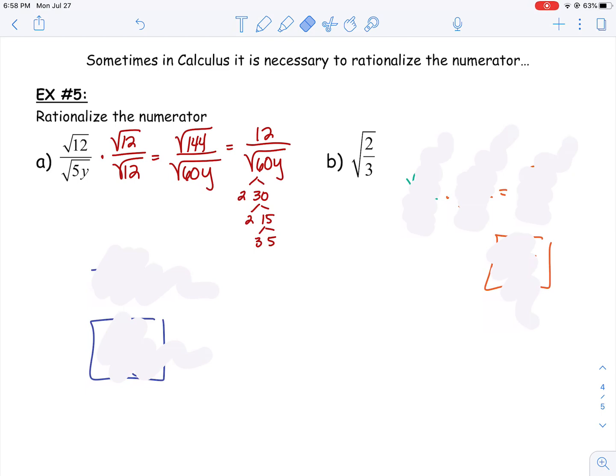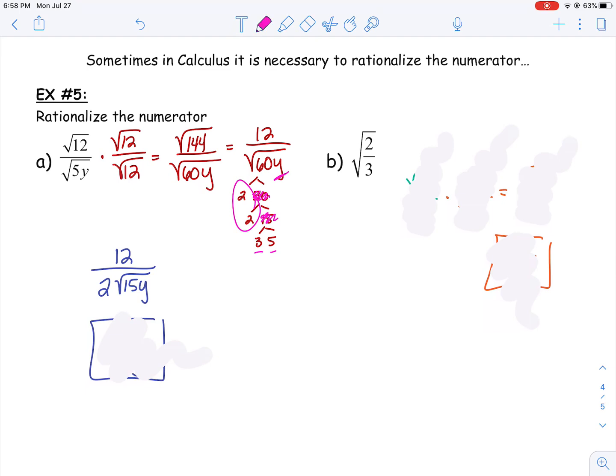That's perfect. That was our goal, right, is to get rid of the radical in the numerator this time. But I'm not going to leave my denominator as the square root of 60y. I'm going to see if I can reduce that a little bit more. So let's go ahead and factor tree 60. I broke it down into factors of 2 and 30. I broke down 30 into 2 and 15. And I broke down 15 into 3 and 5. Since it's a square root, I'm going to look for groups of 2. So it looks like I have this group of 2 that I can bring out. I have a lonely 3 and a lonely 5 that are inside along with this lonely y. So my problem turns into 12 over 2 rad 15y.